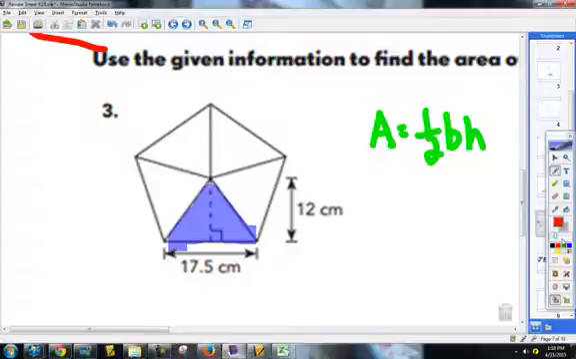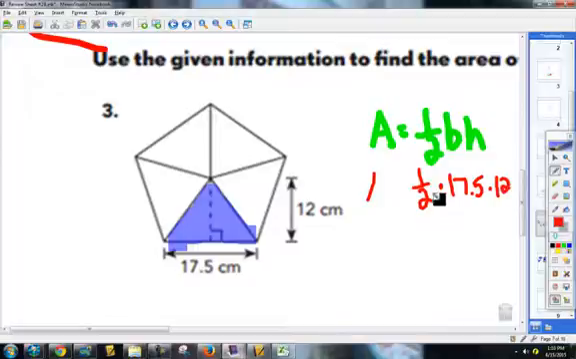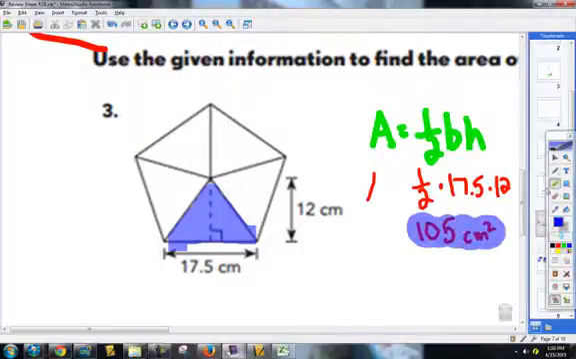Like, remember that whole thing with why you take half the height and why you add the bases. Remember that? Hello? Yes. Okay, good. So I'm going to go ahead and find the area of that one triangle. Do I have enough information to do that? Yeah. So I'm going to go ahead and do times 12. When you do that, you're going to get 105 centimeters squared. 105 centimeters squared. But remember, that is only representing what I have highlighted in blue.